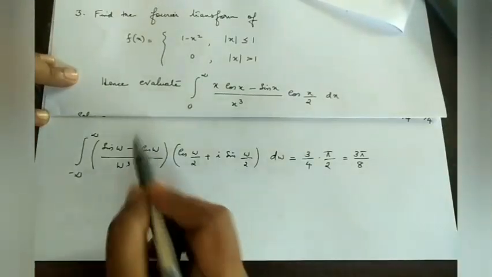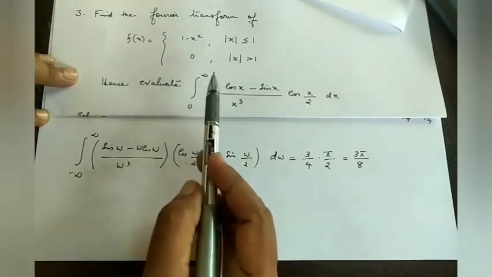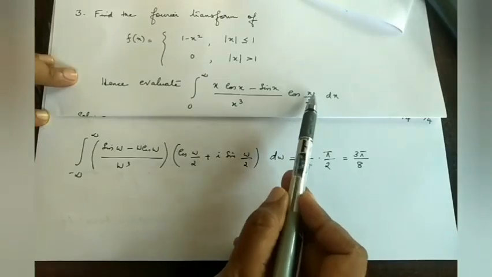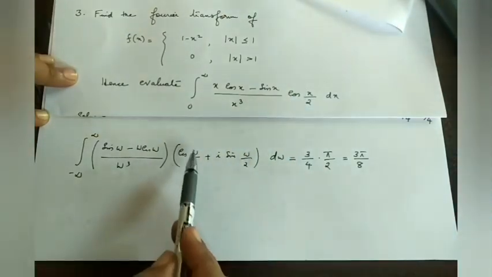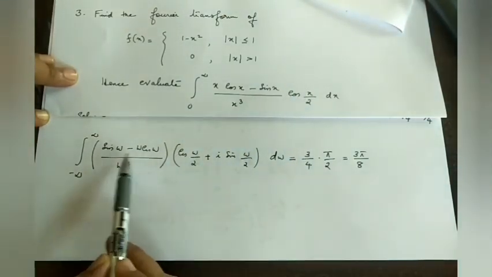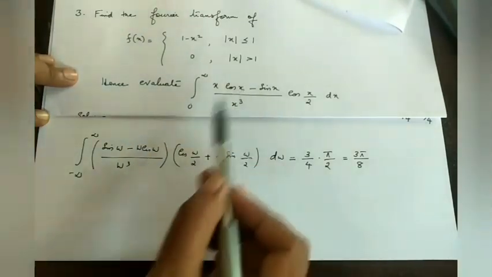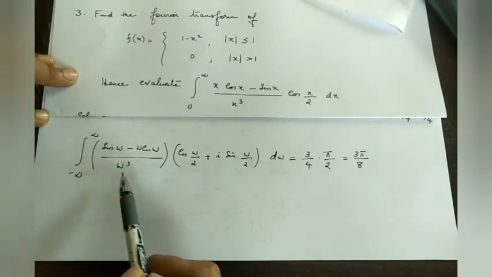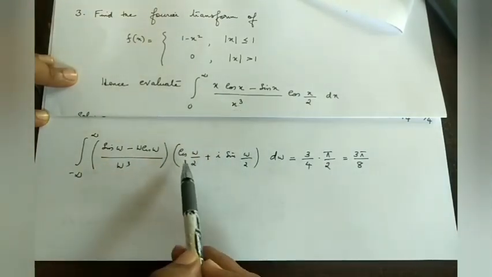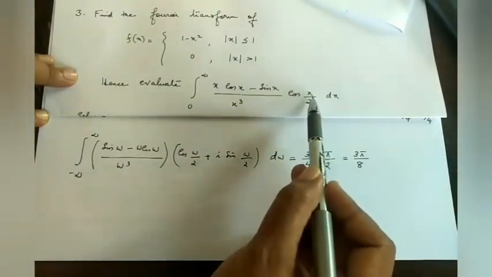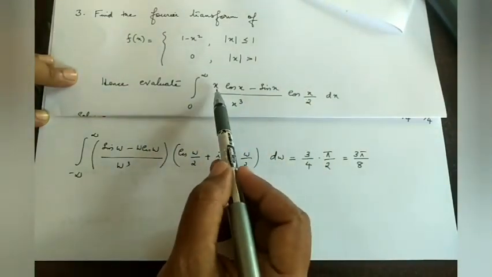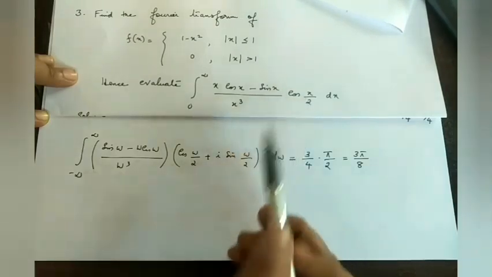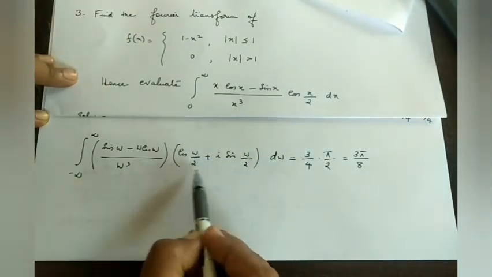In the question, we want to evaluate the integral from 0 to infinity (x cos x minus sin x) by x cube into cos x by 2 only. So here we will take, this is somewhat of this form, omega cos omega minus sin omega by omega cube, cos omega by 2 or cos x by 2. Here, put omega is equal to x, we will get it like this. So here we will take only the cos omega by 2 term.